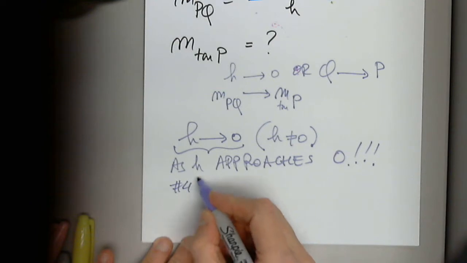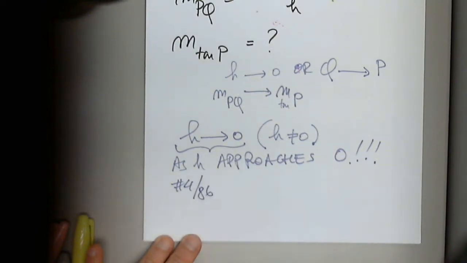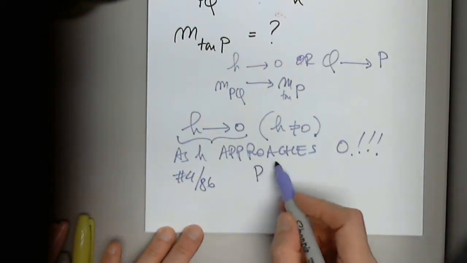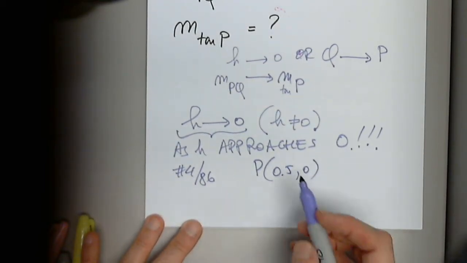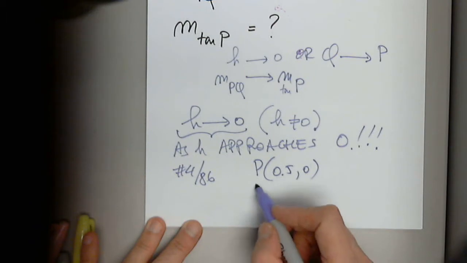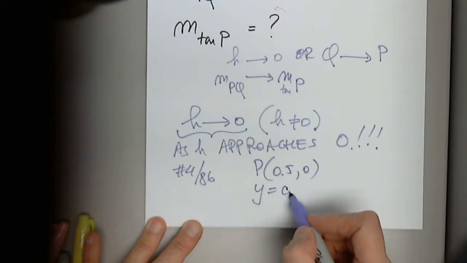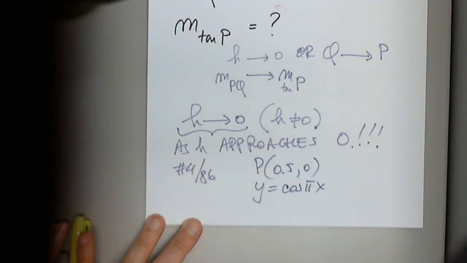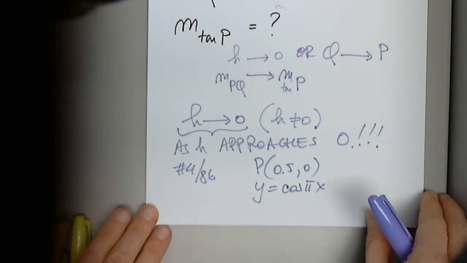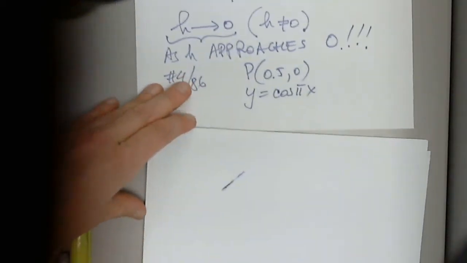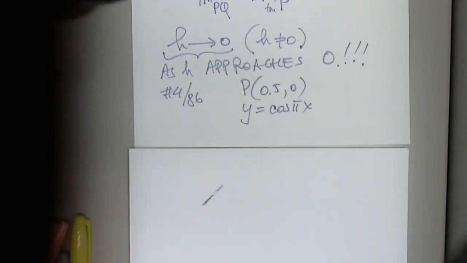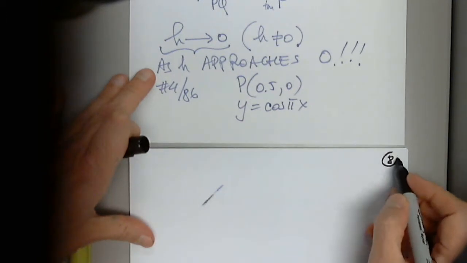Okay, so here's the point P. This is problem 4 on page 86. We are given P, which is 0.5 comma 0, and we are given the function y equals cosine pi x. And we're given several values. I'm going to copy them the way they give them to us, and then I'll show you how to organize all this information.